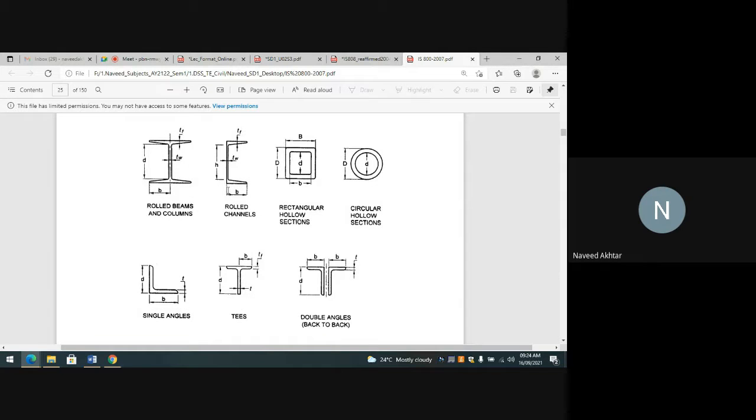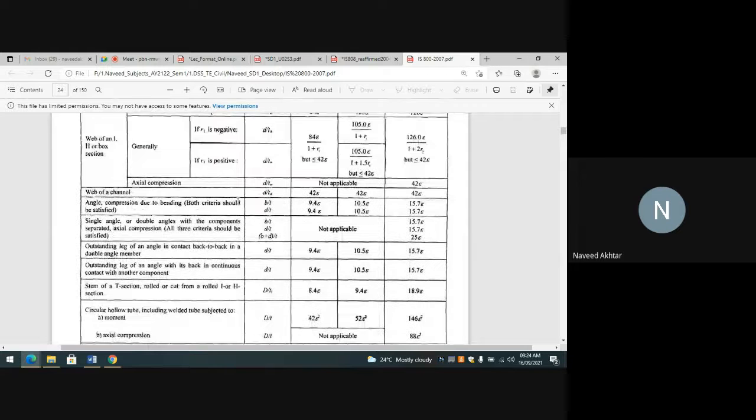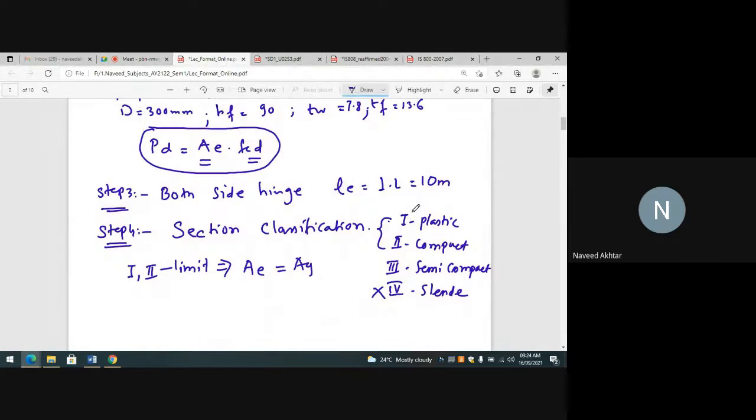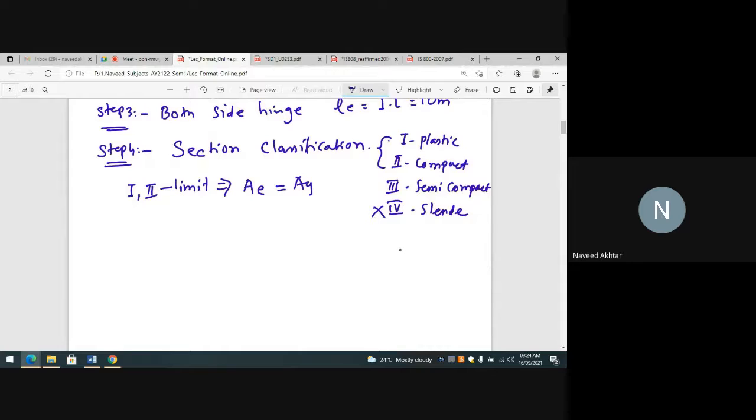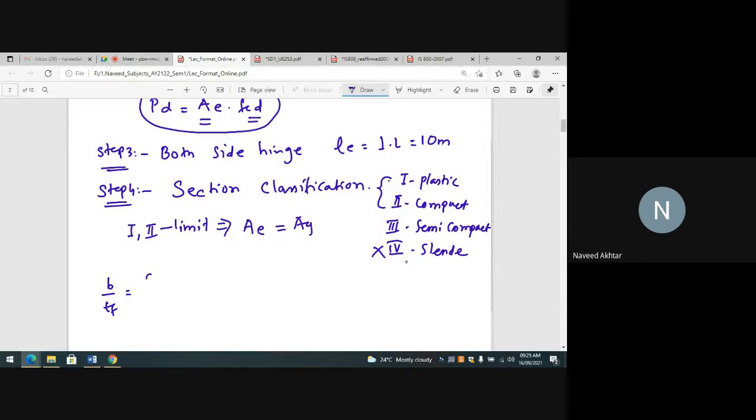Okay. So now for the channel section, this is the B, the width of flange, and T is the thickness of flange, TF. So we know the B and TF, we will put them here in the section classification. So B by TF value. B, we know the width of flange is 90 mm and the thickness of flange is given 13.6 mm. So it is coming 6.617.